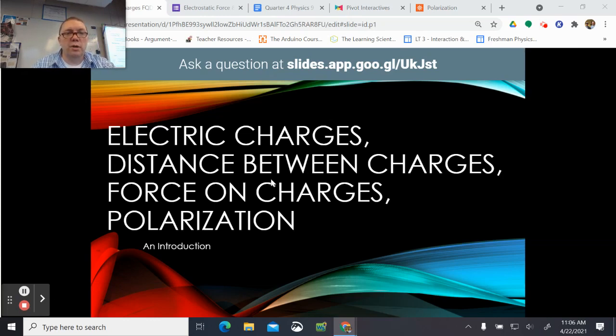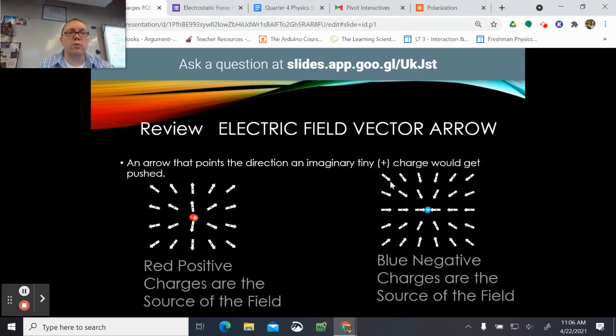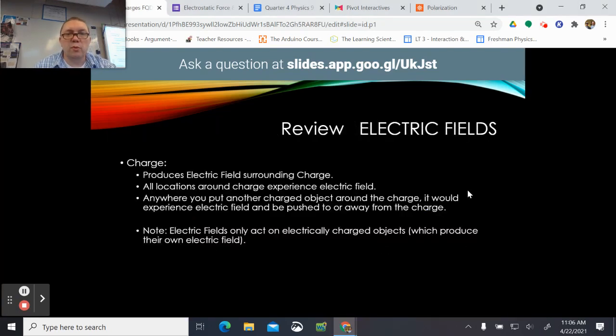here we go. Electric charges, distance between charges, force on charges, polarization. Again, I try to start off with a review just because sometimes it's been a little bit and we forget.